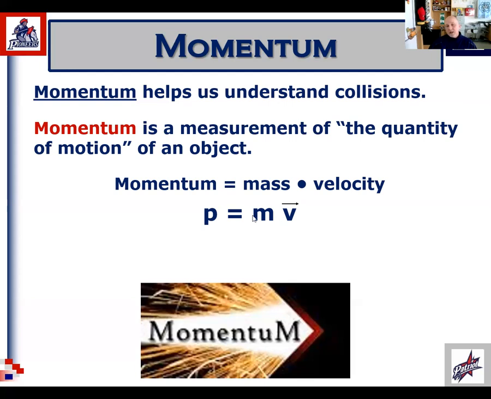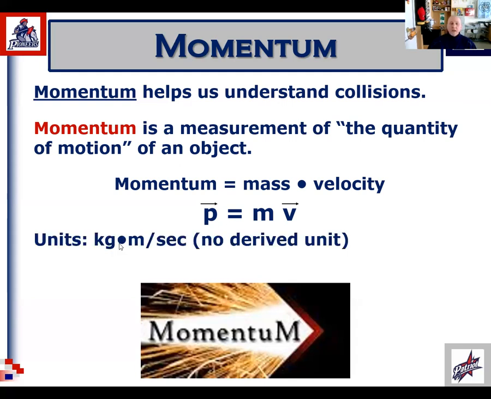When we look at this, since we know velocity is a vector and mass is a scalar, when you multiply a scalar times a vector, remember a vector has magnitude and direction, momentum is therefore a vector because the velocity is a vector. So the direction of an object's momentum is based on the direction of the object's velocity, because mass doesn't have direction.